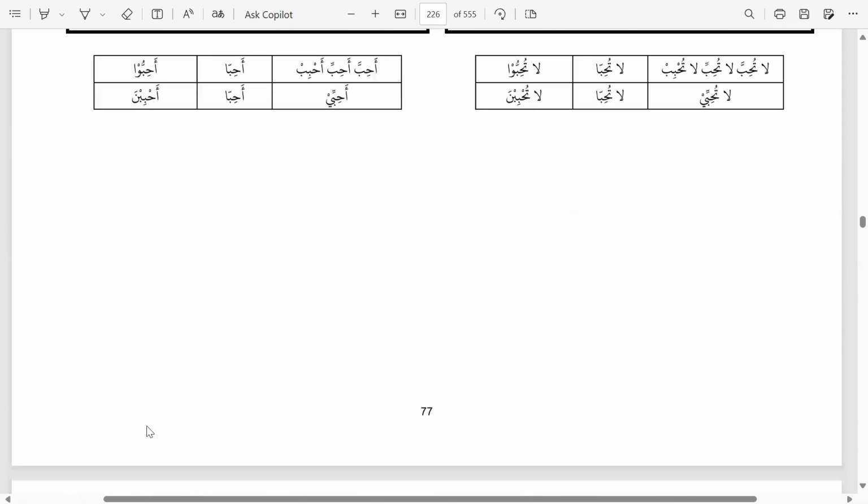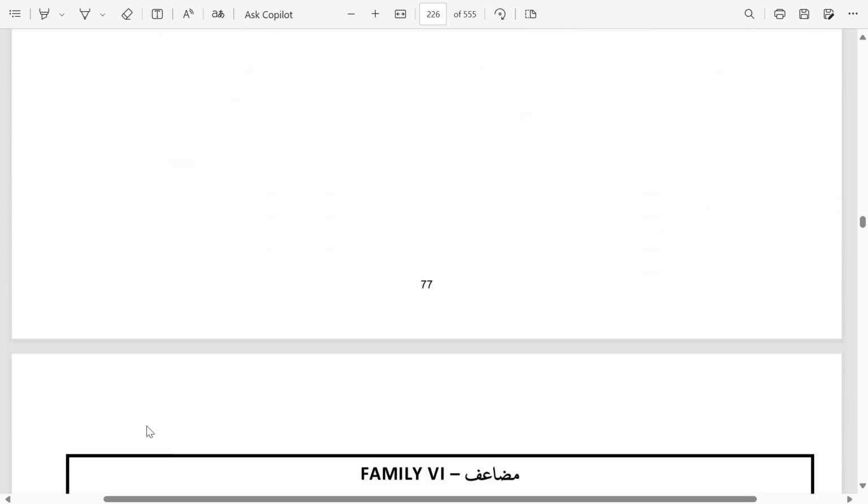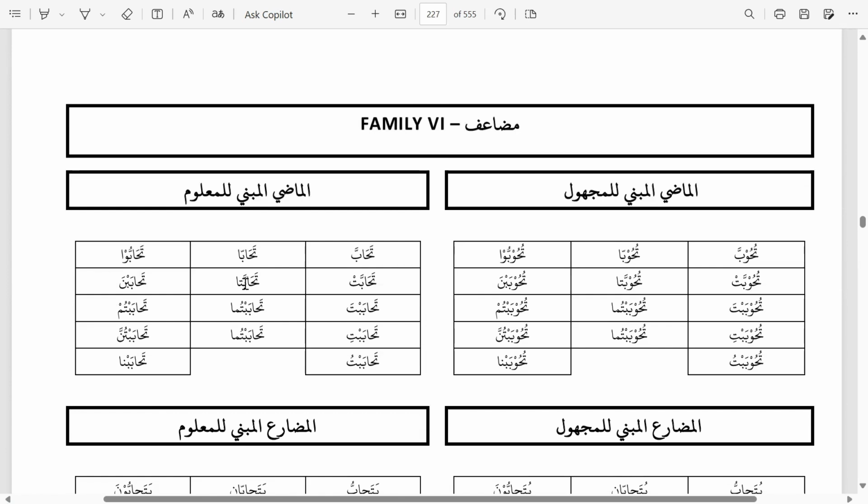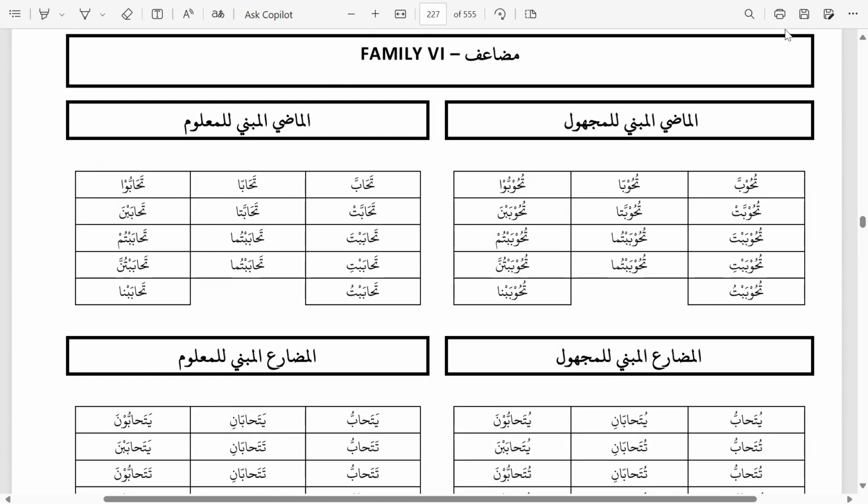Now, after family 4, we were expecting that family 5 would come, but family 5 is not there. Why? Because there is no change with muda'af words in family 5. So that's why family 5 is not mentioned, and the example for family 5 is not written in the book.